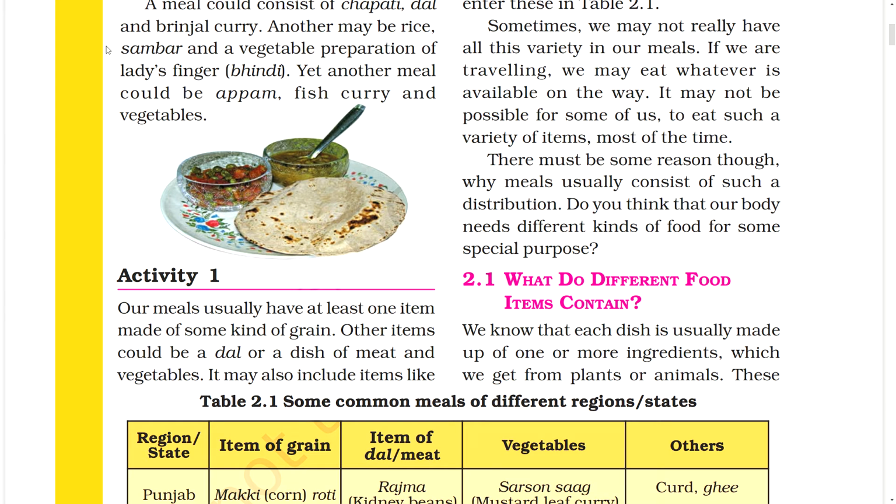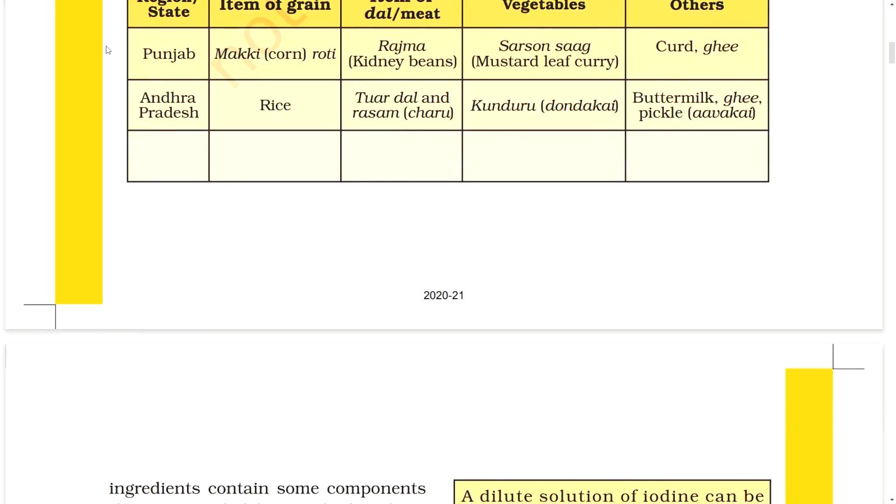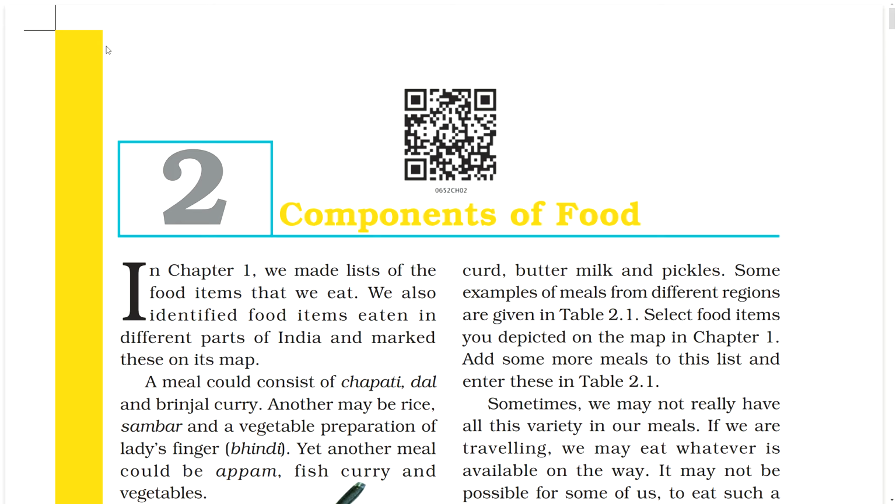Activity 1. Do this. Our meals usually have at least one item made of some kind of grain. Other items could be a dal or a dish of meat and vegetables. It may also include items like curd, butter, milk and pickles. Some examples of meals from different regions are given in the table. Select food items you depicted on the map in chapter 1 and add some more meals to this list and enter this in the table.